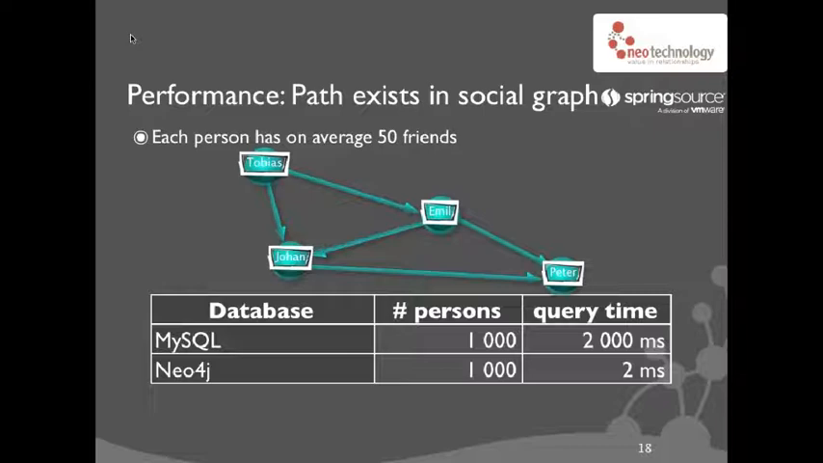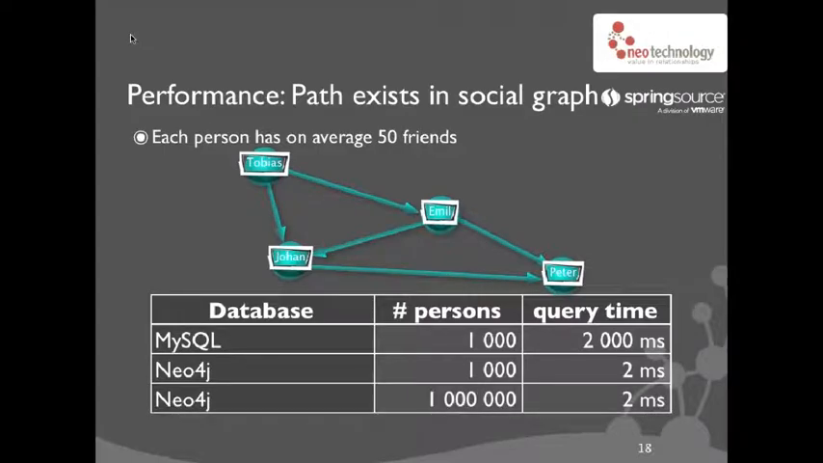So that's pretty neat. But we weren't satisfied enough with that, so we decided to up the ante a little bit and add instead 1 million people into Neo4j, and still 50 average friends, so 25 million total connections. Still running on the same laptop, a 300 megabyte heap. And in that situation, we ended up with 2 milliseconds still.